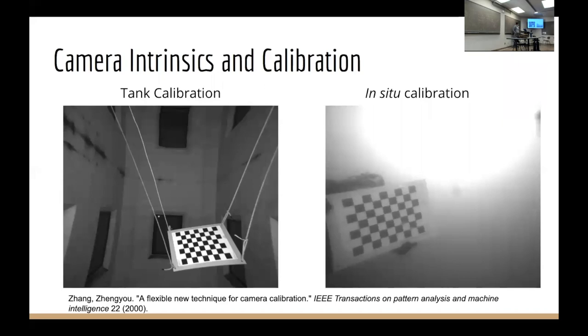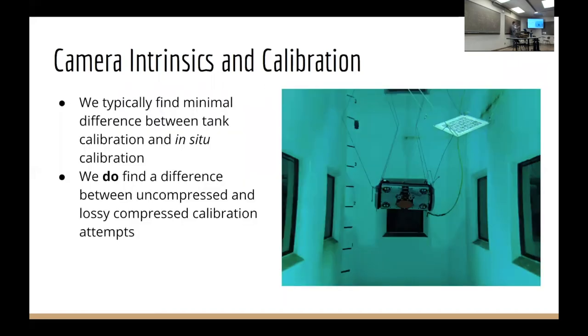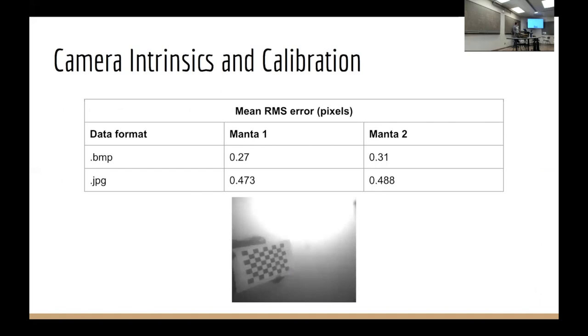It's not very fun. We did find that there was a pretty small difference between the in-situ calibration and the tank calibration, but that's most likely due to variations in how we were holding the poses. So this variation is pretty small. But we did find a pretty big difference between using uncompressed images and lossy compressed images. And that's shown here. Our uncompressed BMP images have an RMS error, which describes essentially the accuracy of the calibration, at this level, which is a little bit higher than usual. And the JPEG images are quite a bit higher.